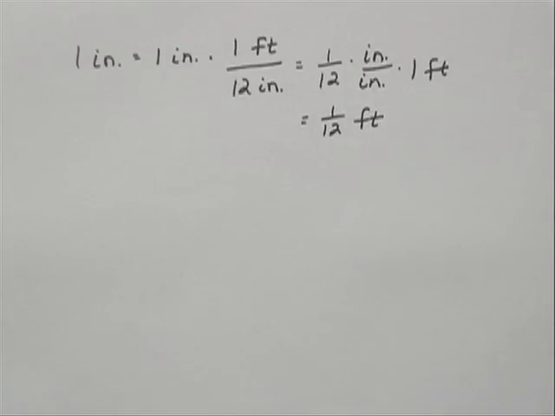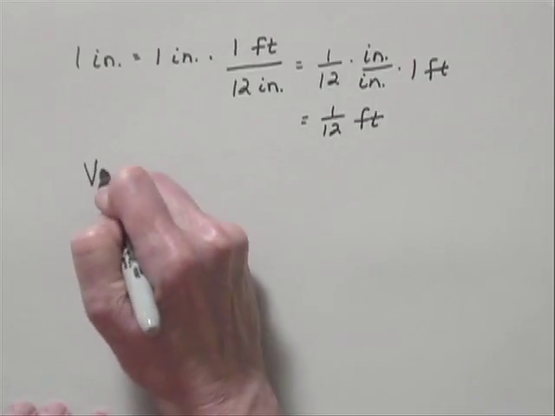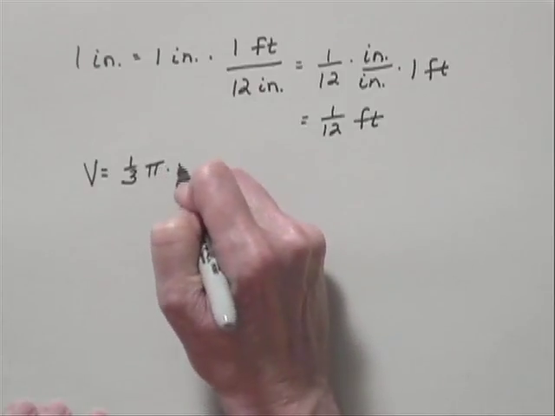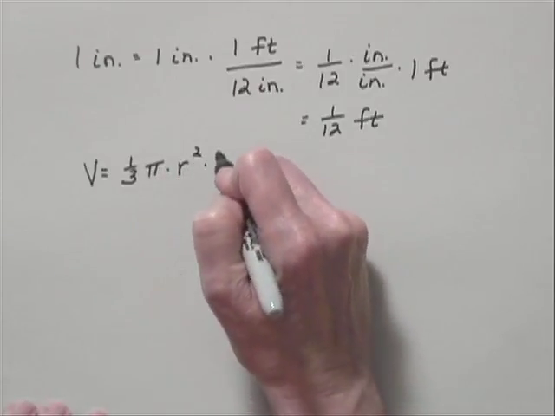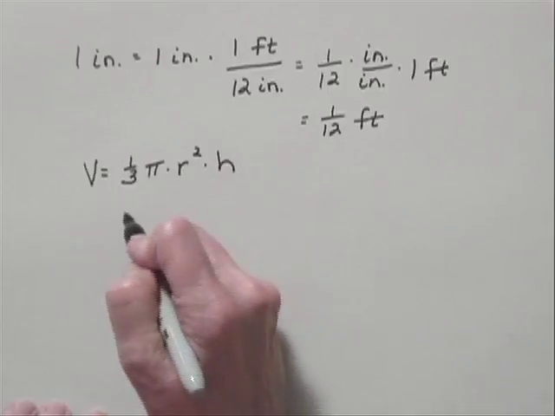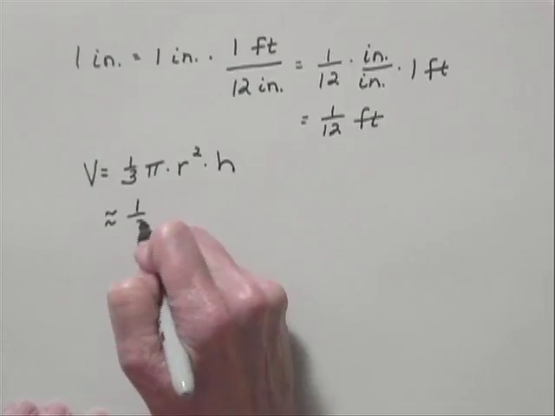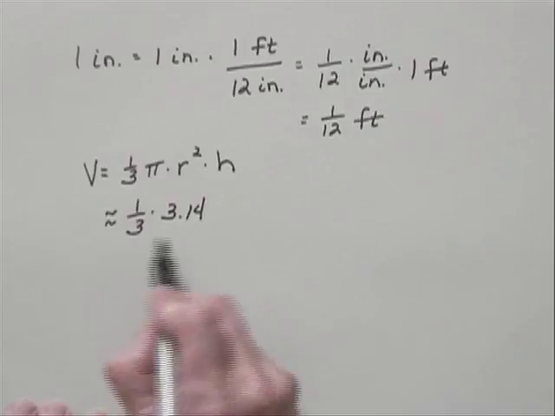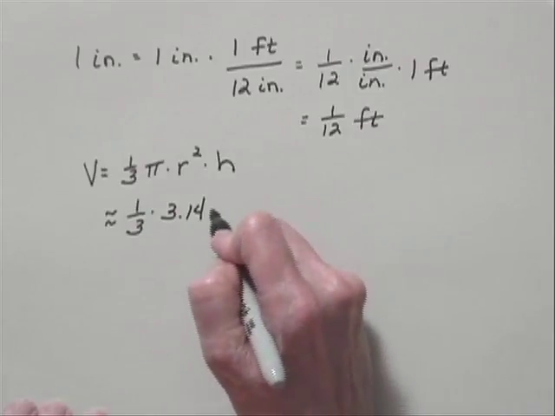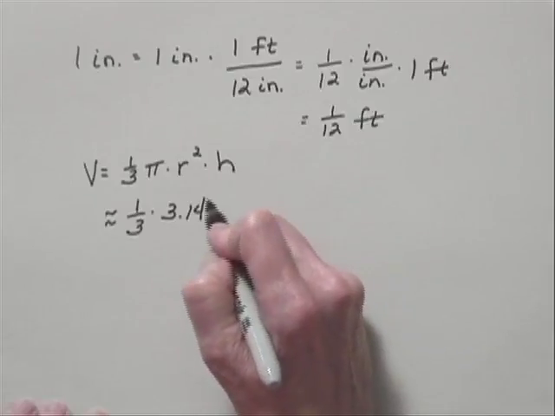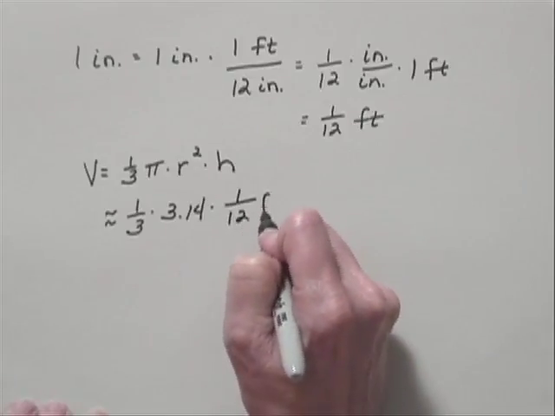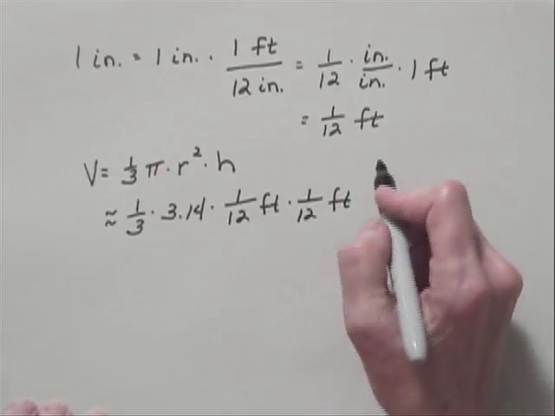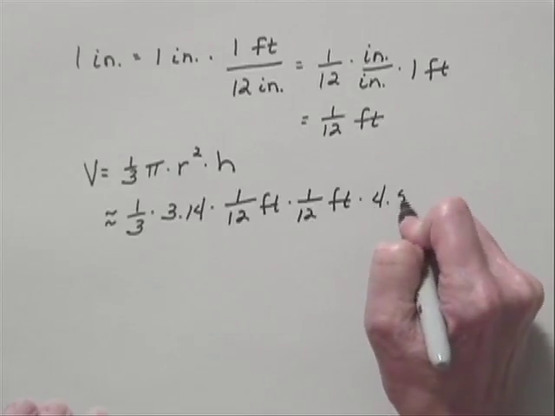And now we'll find the volume using the formula for the volume of a cone. That formula is volume is equal to 1/3 pi times the square of the radius of the base times the height of the cone. And this is going to be approximately equal to 1/3 times 3.14 for pi, and we're using approximately equal to because this is an approximation for pi. The radius is 1/12 foot, and instead of writing it squared, I'm going to write it twice. 1/12 foot times 1/12 foot. This is the radius squared, and then times the height, which was 4.5 feet.